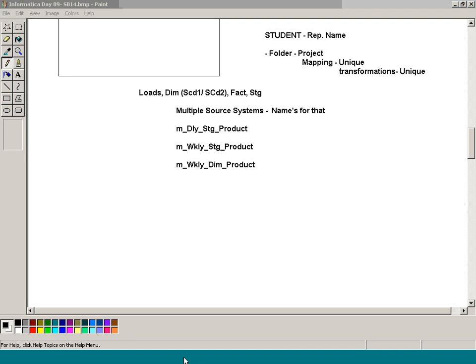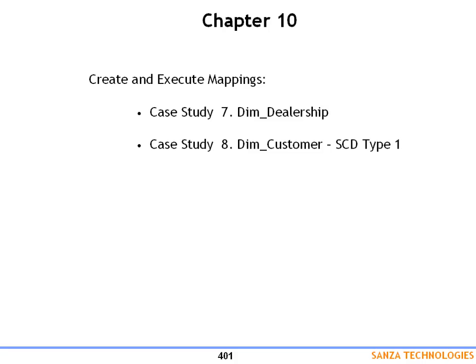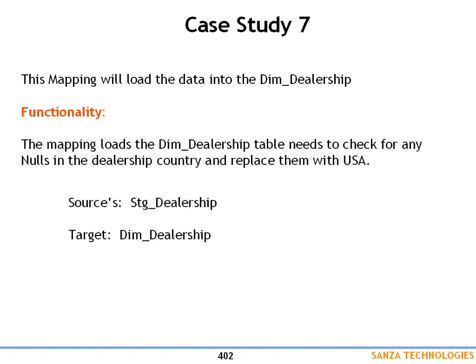Now today we are going to discuss extracting the data from the staging table and loading the data into the dimension table. So you need to extract data from STG dealership and load the data into the dimension dealership table. And the requirement is, if there is any null value in the country column, you have to replace it with USA.